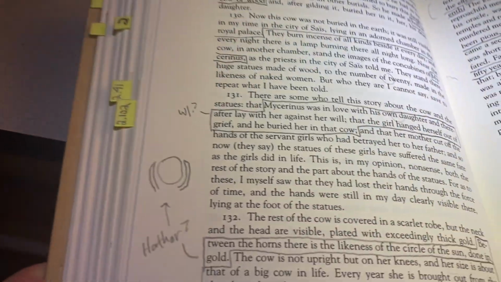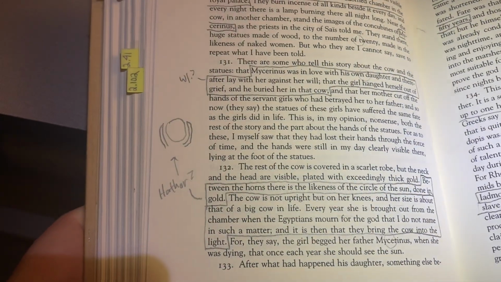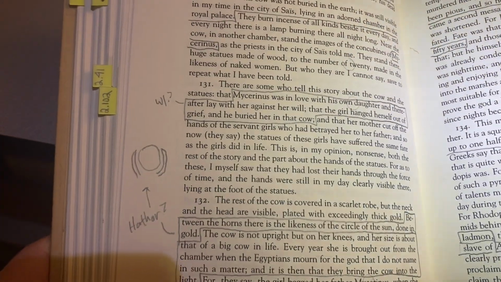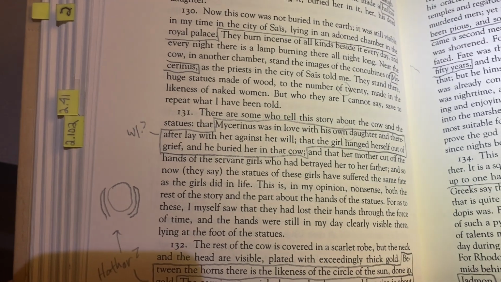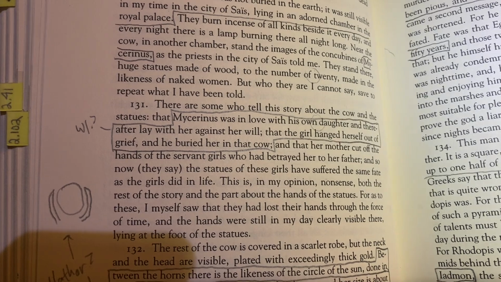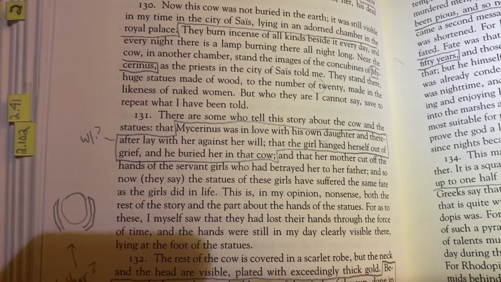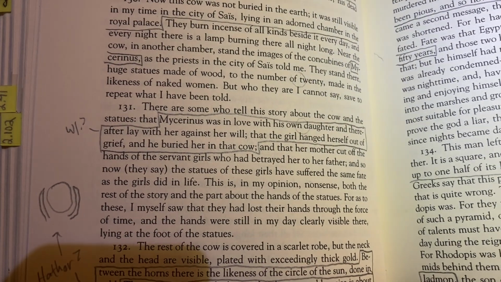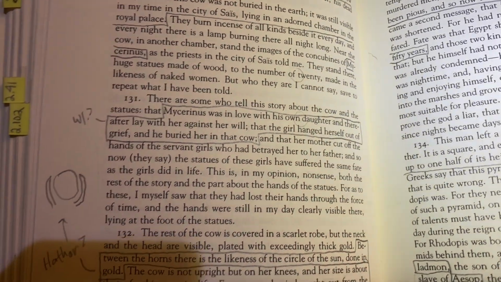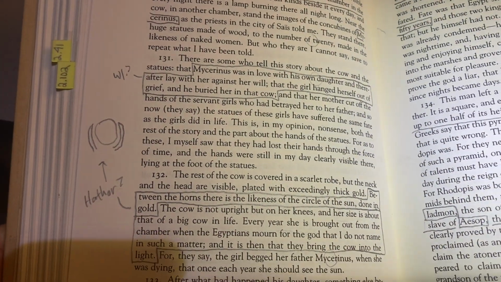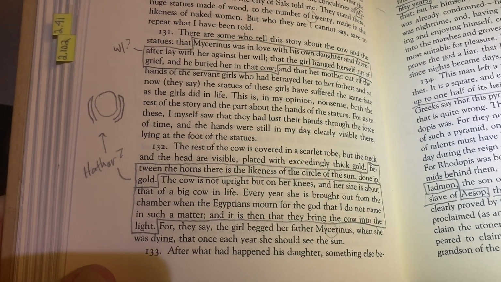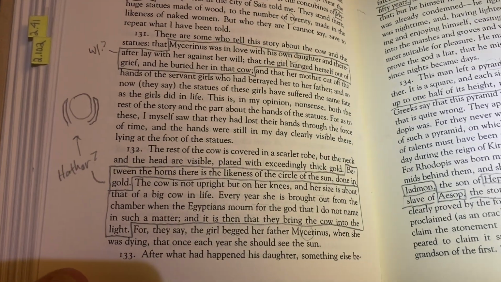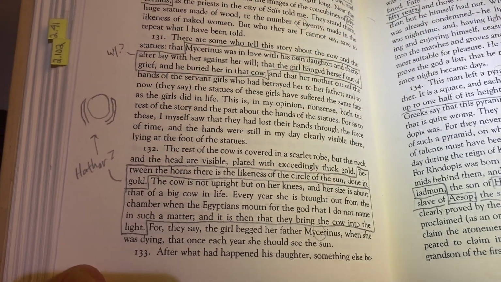He talks about how Mycerinus fell in love with his own daughter and thereafter had sex with her against her will, and the girl hanged herself. But then she also has horns that are in the likeness of the circle of the sun done in gold.